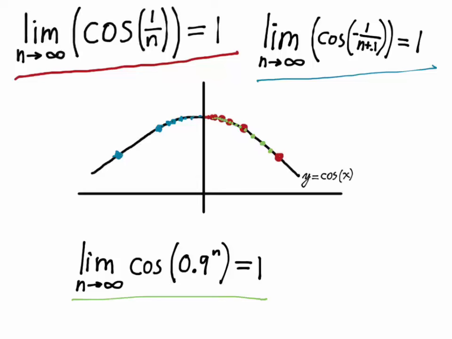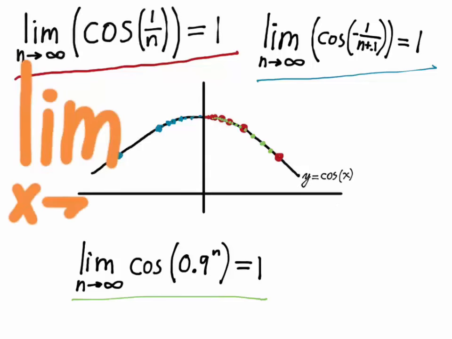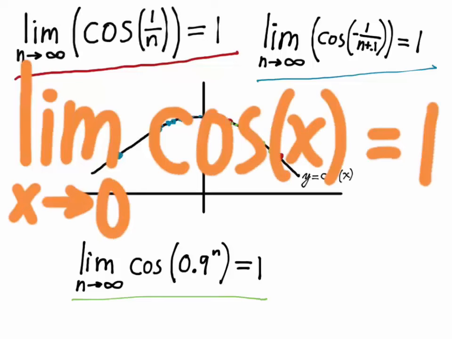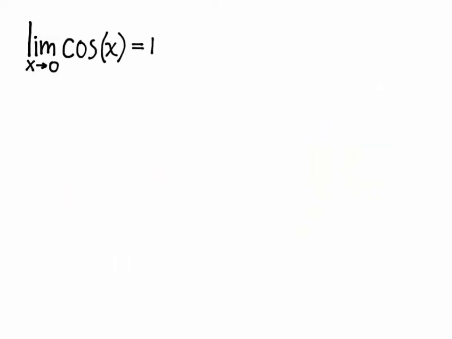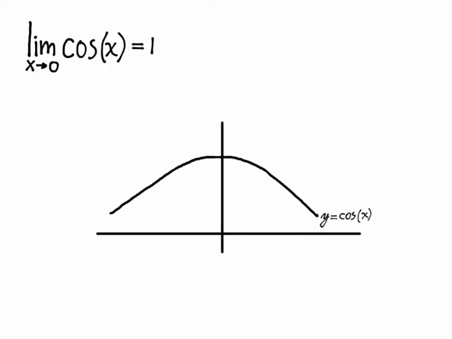And you could imagine there's an infinite number of different limit statements I could come up with, all of which are equal to 1, and all of which are a reflection of an underlying property of the curve y equals cosine x. And that property can be itself stated as a limit statement, and that statement is the limit as x approaches 0 of cosine x equals 1. Now this is the type of limit statement that I would like to rigorously define now. The limit as x approaches 0 of cosine of x equals 1.